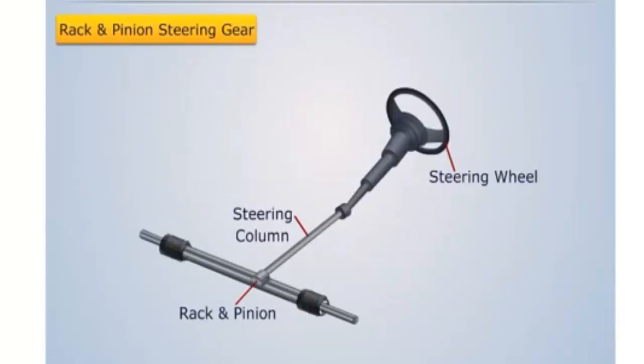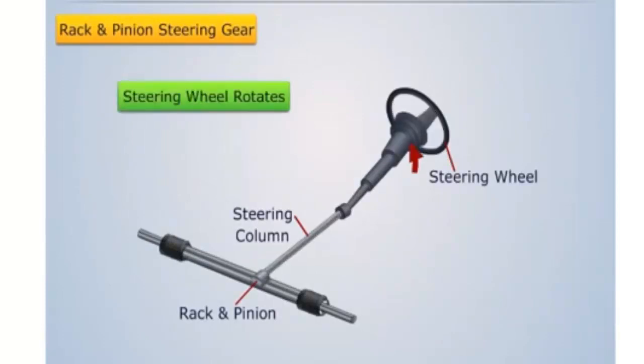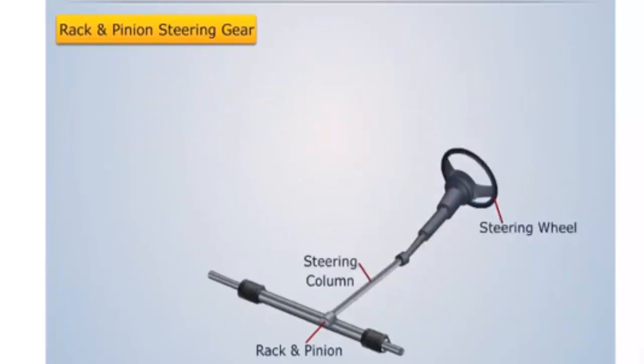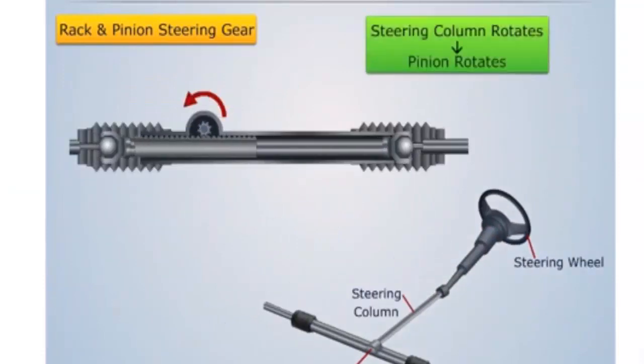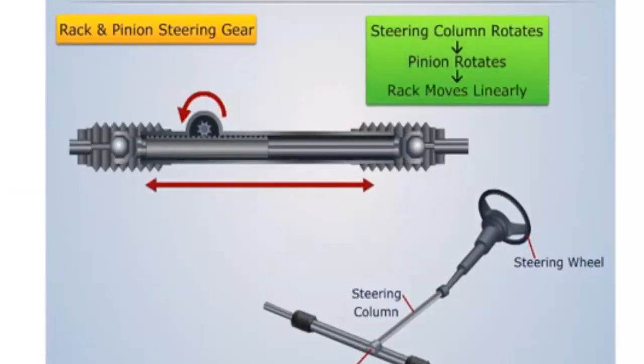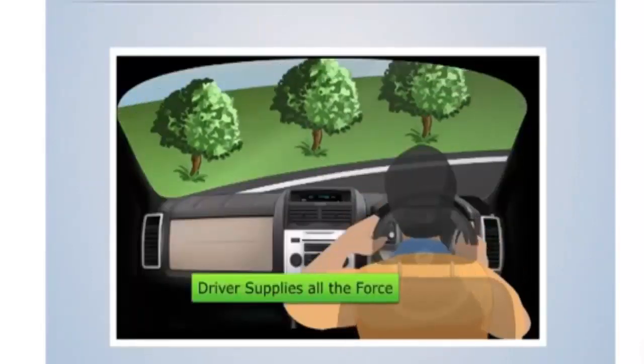To understand the power steering, let us consider a steering arrangement with rack and pinion steering gear. We know that as the steering wheel rotates, the steering column rotates. This causes the pinion to rotate, which in turn moves the rack linearly, thereby providing steering to the vehicle. Now when a car is stable, the driver applies all the steering force.